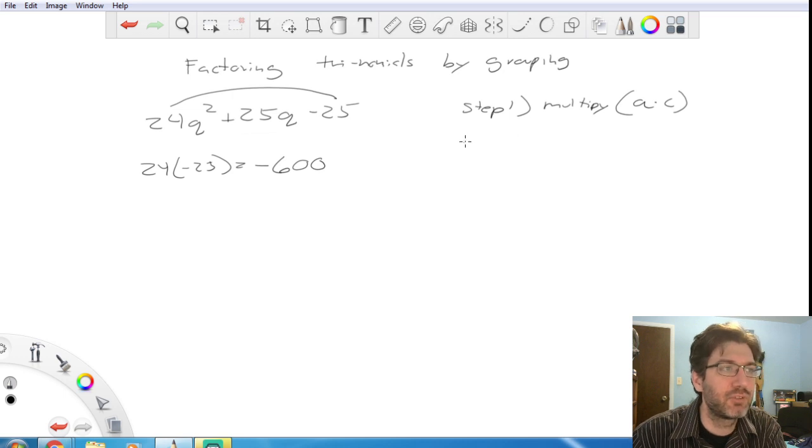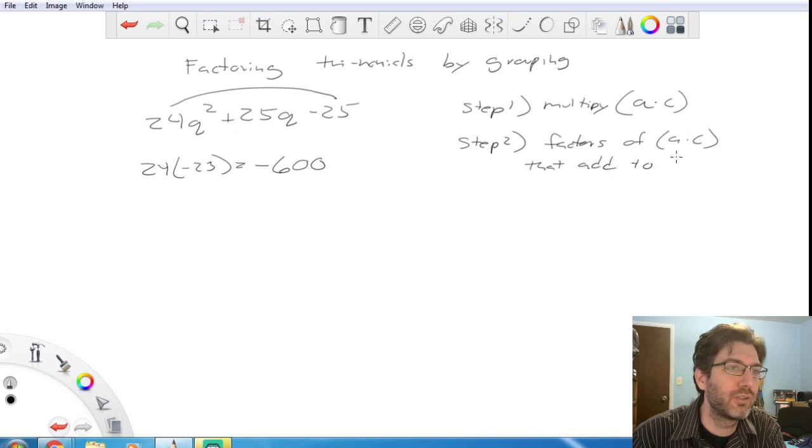Okay. Then step 2 is going to be your hard part. Step 2 is you need factors of negative 600. I should write it because I'm generalizing it. Factors of a times c that add to b. So your b term here is 25. So I got to sit here and I got to think, okay, what are some factors of 600 that are going to add to 25? So this factor plus this factor has to equal 25 because b is 25.